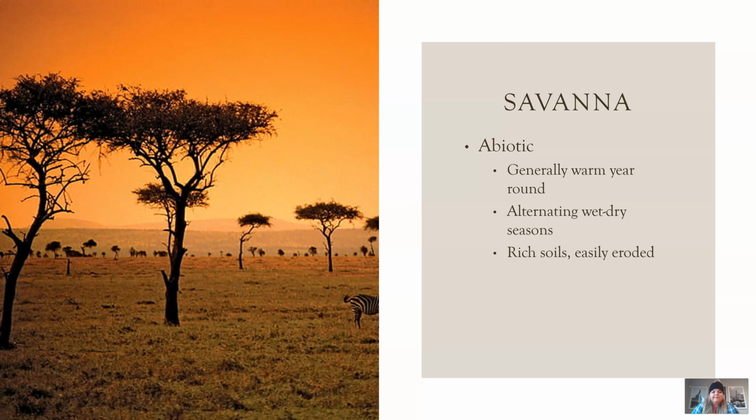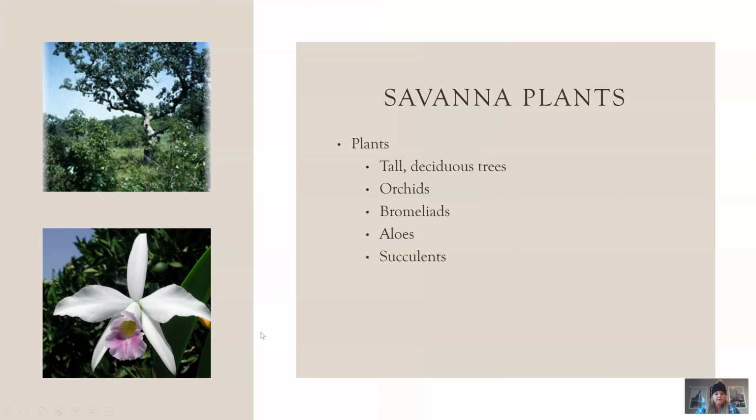All right, looking at the savanna. As far as abiotic factors, they're generally warm year-round, and they alternate wet and dry seasons. There is rich soil, and it's very easily eroded. As far as plants go, they have tall trees, orchids, like rainforests do, bromeliads, aloes, and succulents.